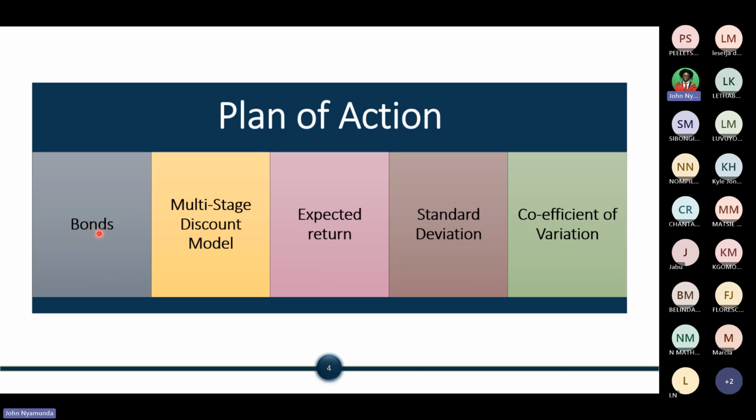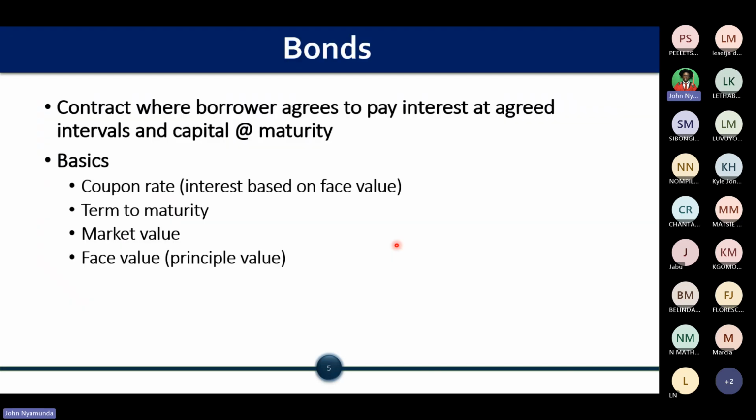Okay, today we are going to talk about bonds. That's the first thing we are going to talk about. We are going to go back to the multi-stage discount model. We are going to talk about expected return, standard deviation. If we get to coefficient of variation, ladies and gentlemen, we are going to be celebrating. I'm going to look for my whiskey, take it out on the rocks. I won't do the Coke thing. If you are still doing whiskey in Coke, sorry for you, you don't know how to drink whiskey.